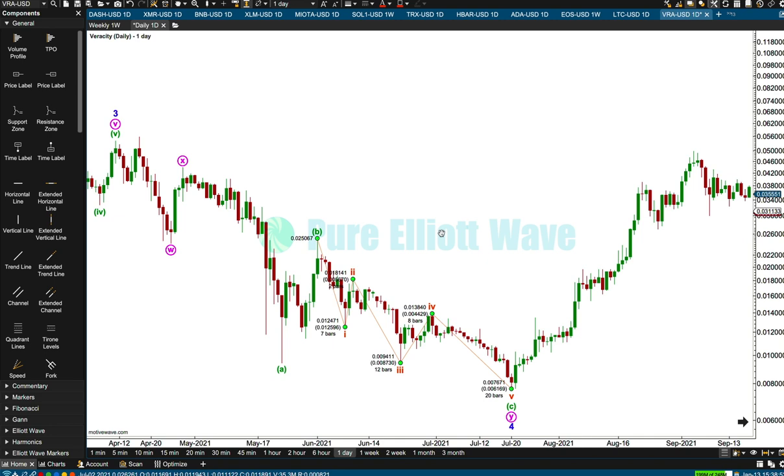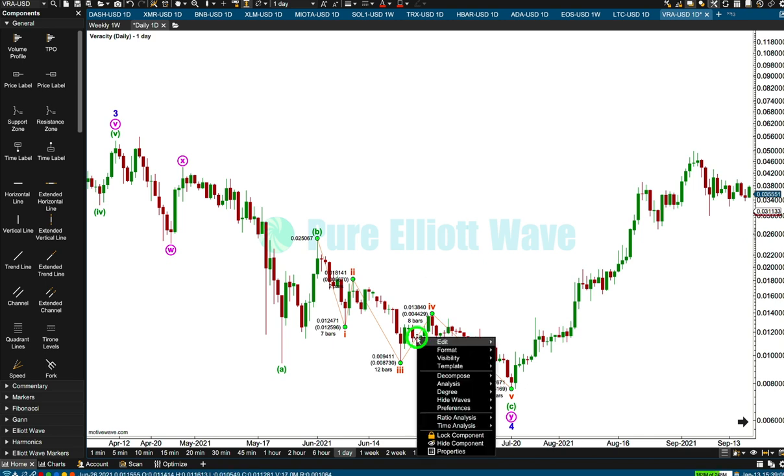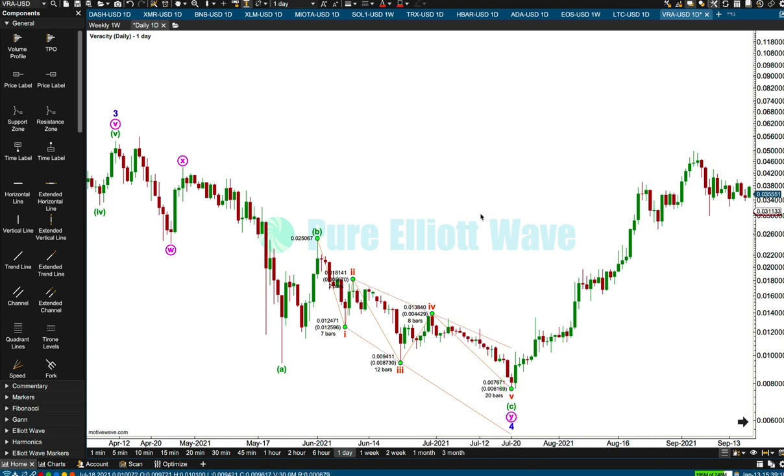I'm just checking the wavelengths. Yeah, 3 is shorter than 1, and 5 is shorter than 3, and 4 is technically shorter than 2, but are the trend lines going to converge? No. The trend lines diverge, they don't converge. The wavelengths suggest.